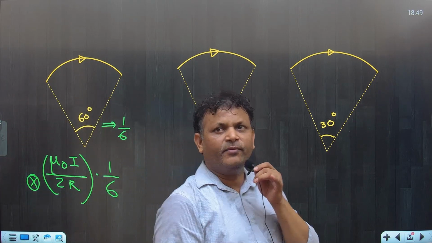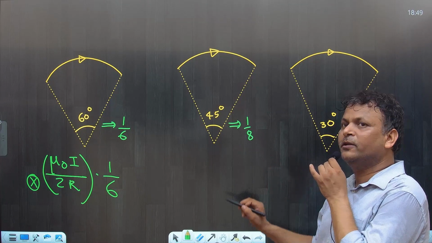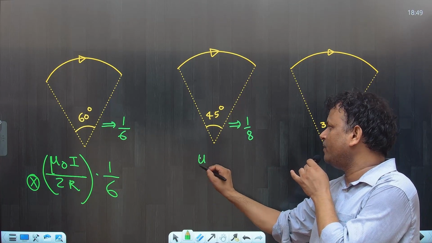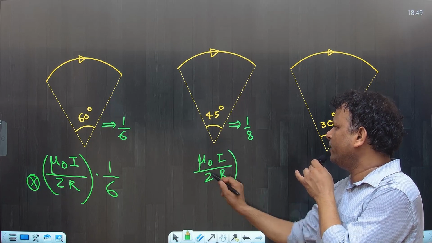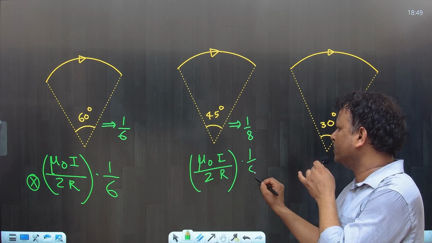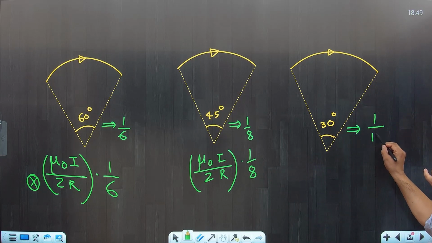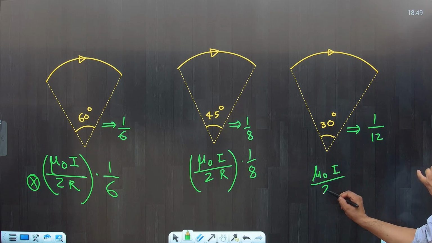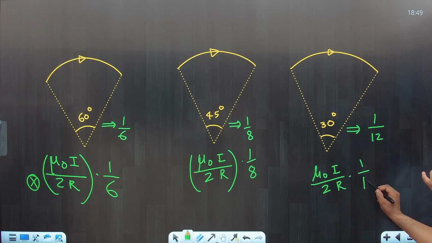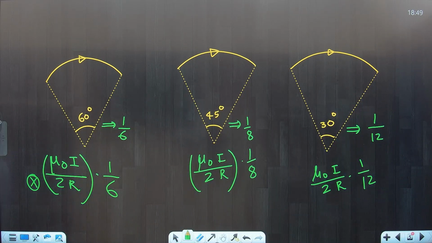Now this 45 degrees is 1/8 of the circle. So you will write mu naught I by 2R due to the full circle, into the fraction 1/8. 30 degrees is 1/12 of the complete circle. So the answer will be mu naught I by 2R into 1/12. This is the way we calculate the expression for magnetic field.